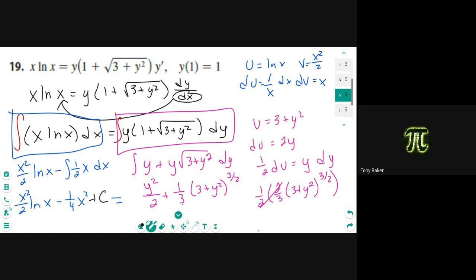Am I doing it correctly? Yes, it's uv minus the integral of v du. So outside is u times v. That's where the x squared over 2 ln of x comes from, minus x squared over 2 times 1 over x dx. So the 1/x cancels out, the 1/2 stays from that, and you have x squared over x, which is just x.